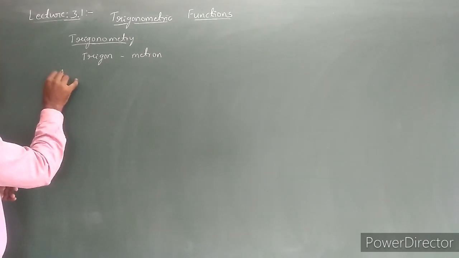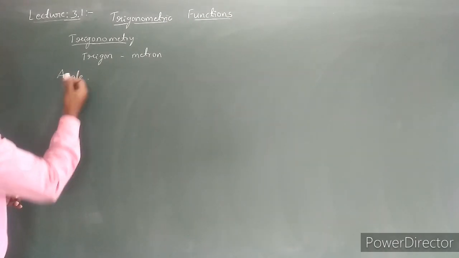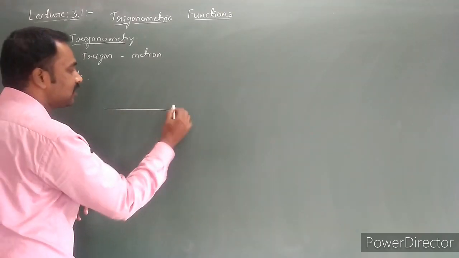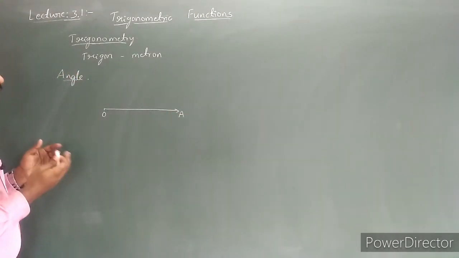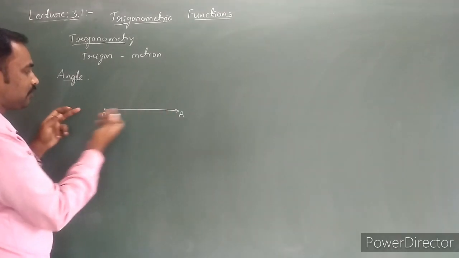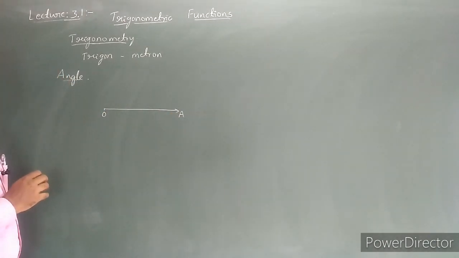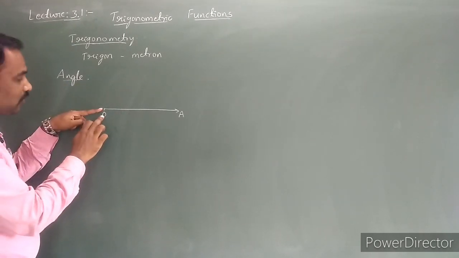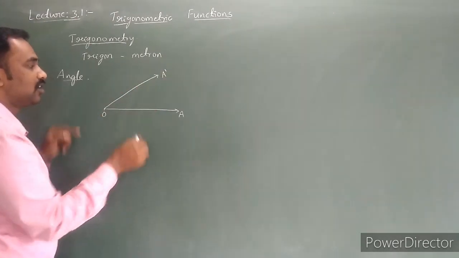Now in this topic, first of all, we come to know what is meant by an angle. To discuss the angle, I consider one ray. OA is one ray, and you know the difference between a ray and a line. A line can be extended on both sides, a ray on one side only. Suppose OA is the ray, and I am rotating it about the fixed point O.